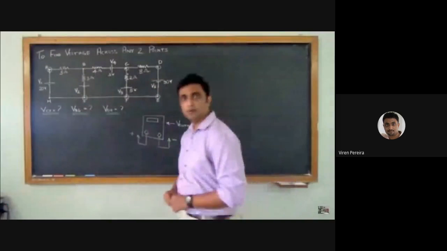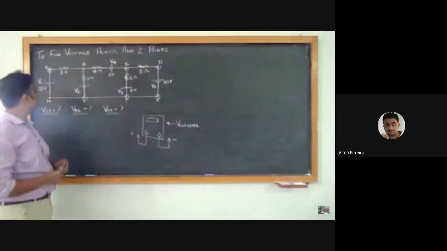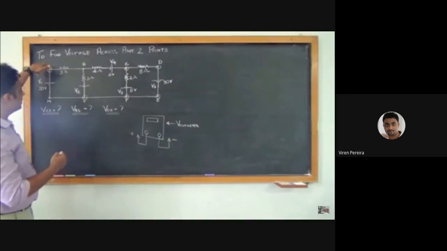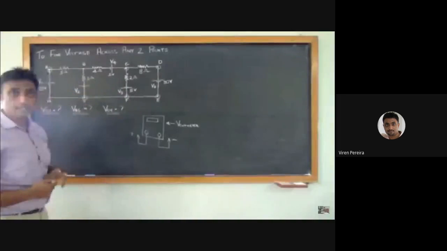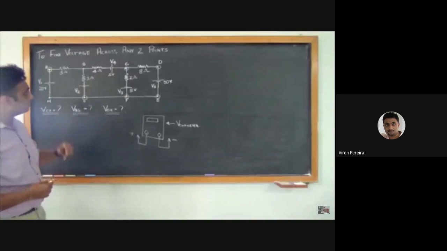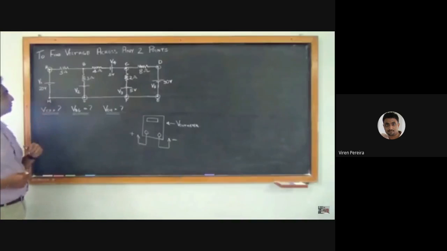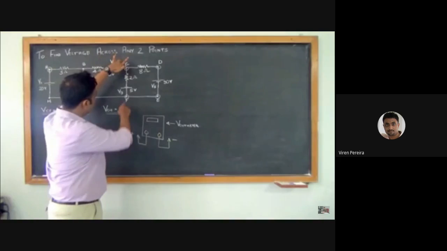Now, if we talk about finding out voltage across any 2 points in a given circuit, it is basically taking any one point and finding out the voltage with respect to the other point. So if I'm saying any 2 points, for example, say voltage across C and F, I want to find out the voltage across these 2 points, C and F.